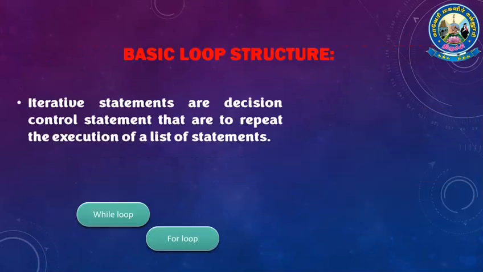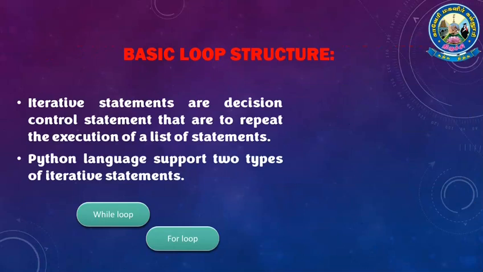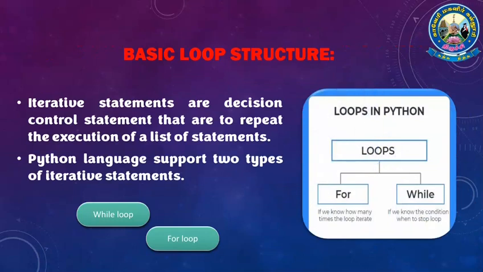Basic loop structure. Iterative statements or decision control statements are used to repeat the execution of a list of statements. The Python language supports two types of iterative statements: while loop and for loop. In this section we learn about for loop.